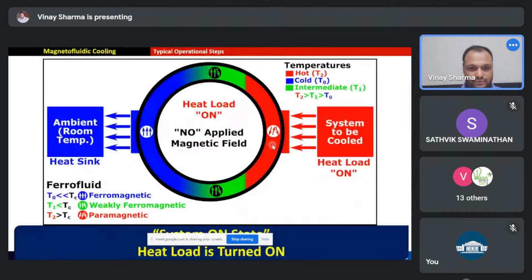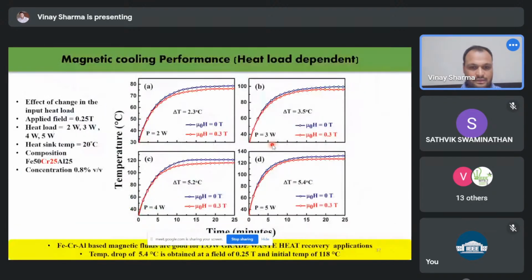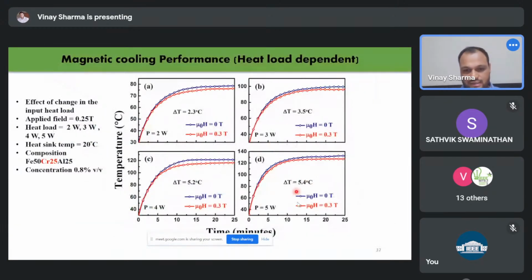I'll show you here, for example, one experiment that I performed. I was able to get a cooling of up to 5.4 degrees C, and you see here in just 25 minutes, it was able to do a 5.4 degree C cooling. But here I just applied a heat load of 2 watts. I know that the heat coming from the laptop will be higher than this. If it is up to 10 watts, then the cooling will be about five times that.